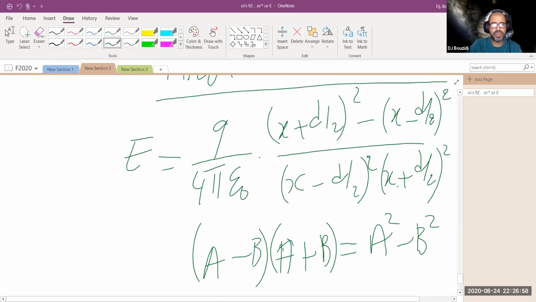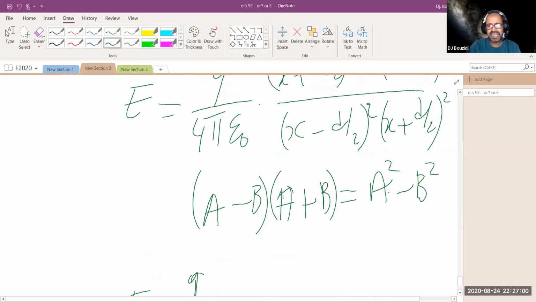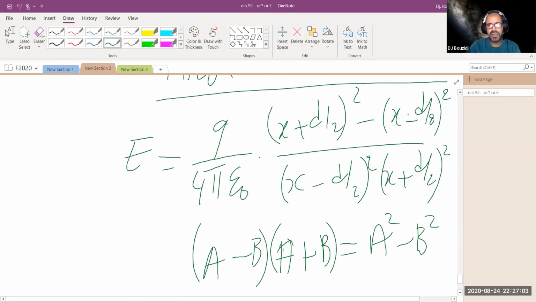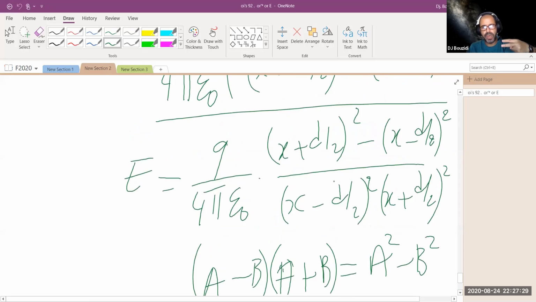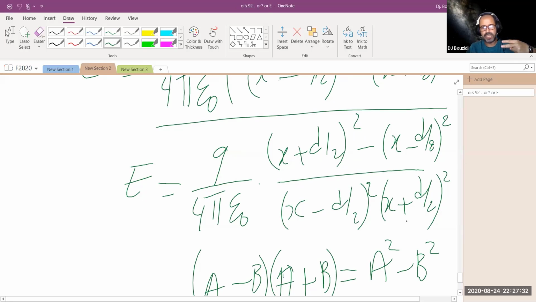In the numerator, though, I have the second side of this expression. I have this squared minus this squared. So I'm going to combine them now and write them as this term minus this term times this term plus this term. So I'm using the same expression twice, except I'm using it one way in the denominator and the other way in the numerator. So watch the numerator: I have this expression squared minus this expression squared.